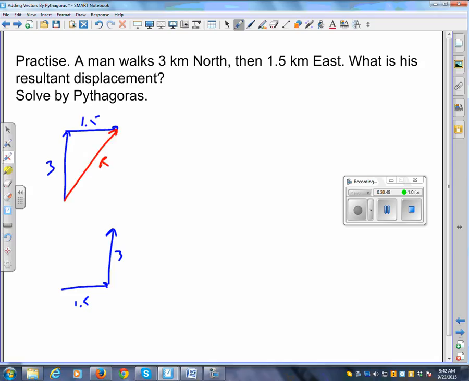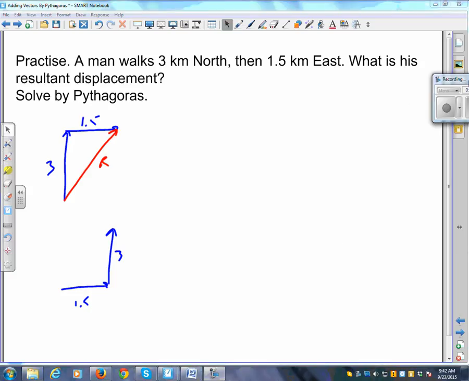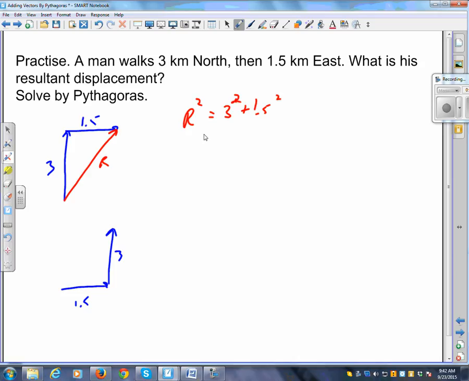So the first step is to find the magnitude. So it's going to be r squared is equal to 3 squared plus 1.5 squared. Does it matter whether you put the 3 or the 1.5 in first here? Doesn't matter. r squared is 9 plus 1.5 squared, which is, I think, 2.25.